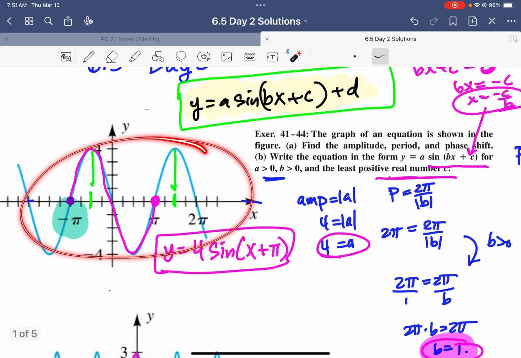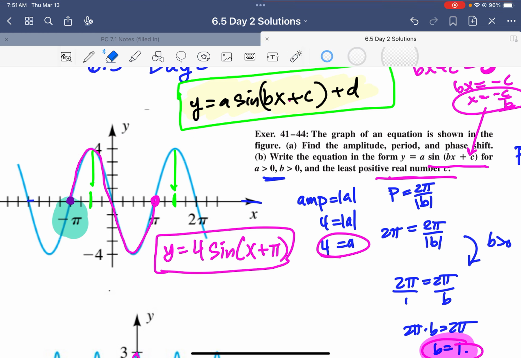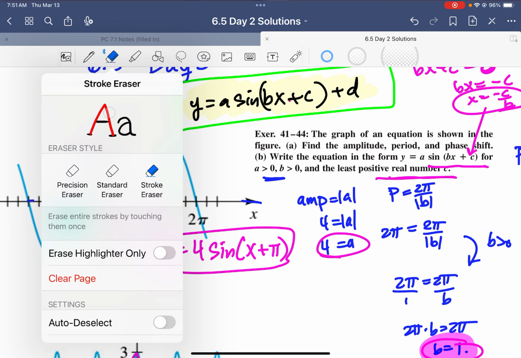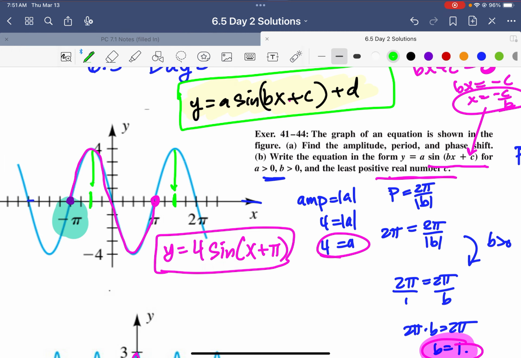So if you ask me to graph this thing from scratch, what I'm going to do is first look at the amplitude. I see that the distance from a midline to a peak appears to be 4. So if my amplitude is absolute A, then that distance is absolute A, so A is 4. So that's why that goes here.